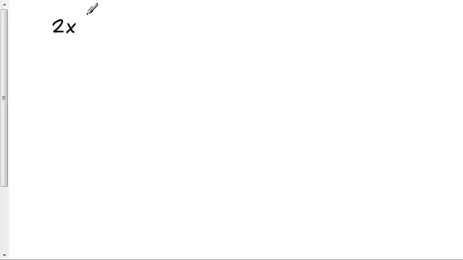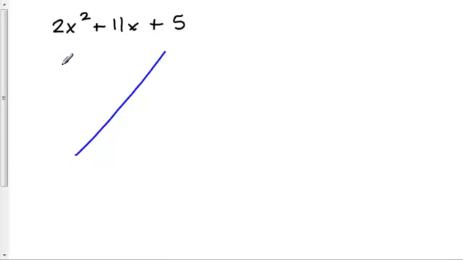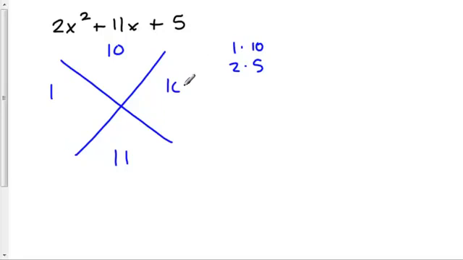The next example we're going to look at is 2x squared plus 11x plus 5. So in this example now we've got some additional values for a and c. We're still going to use our x. So 2 times 5 gives us 10. So we want what are the factors of 10 that add up to equal 11. So 1 times 10 and 2 times 5. And we can see right away that it's going to be 1 and 10.